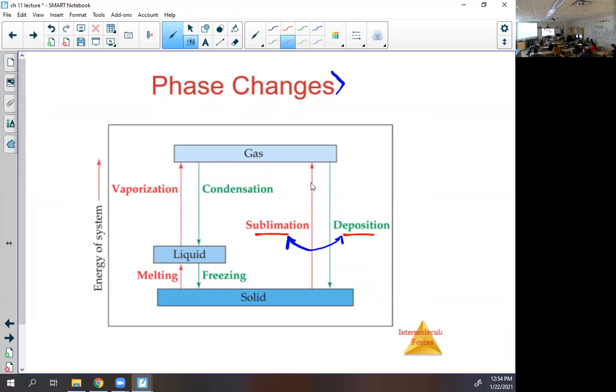So you don't have to write all this out. There's a better chart in my opinion. We'll get there in a second. But we're going to talk quite a bit for the next 5-10 minutes about phase changes.